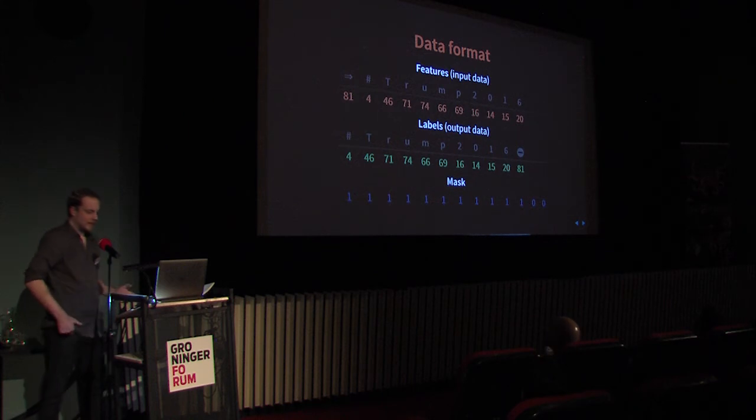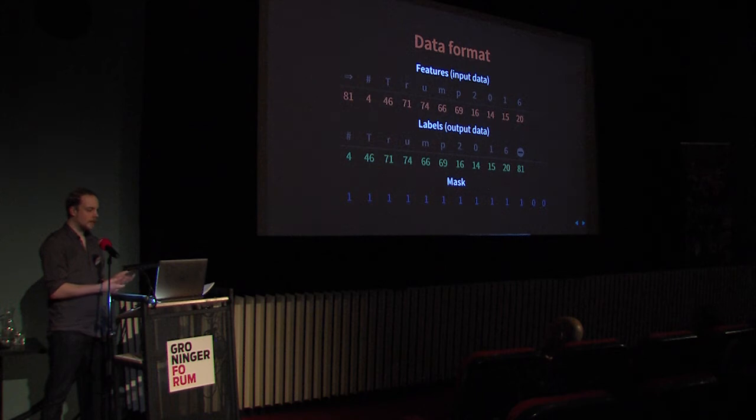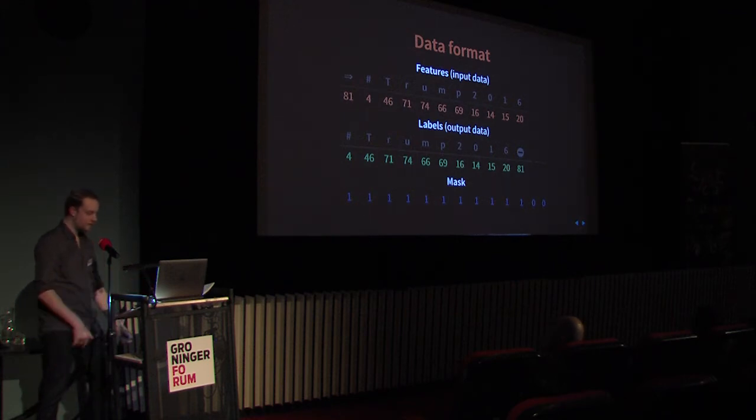And for the labels, as you can see, it's the same numbers, but shifted left by one position, because that's how we get the next character. Here also we have a special character. It indicates the end of the tweet. We also want our model to predict when the tweet is done, otherwise it would just blather on forever.